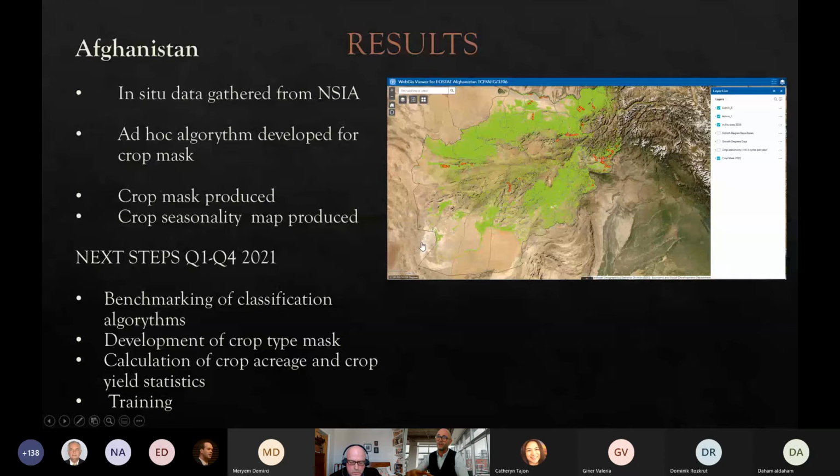The next steps, in the next year, until December 2021, are benchmarking now the classification algorithms to create the crop type maps. The actual development of the crop type map, apologies, that's not mask, it's map. And then the calculation of crop acreage and crop yield statistics. And of course, the strong training component.